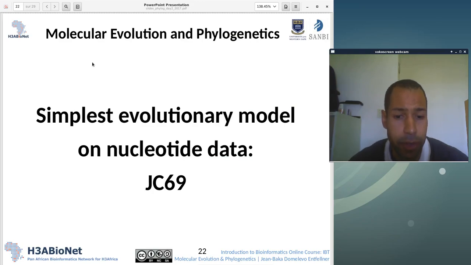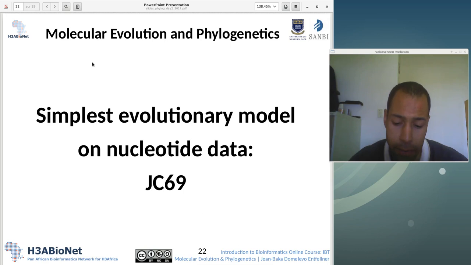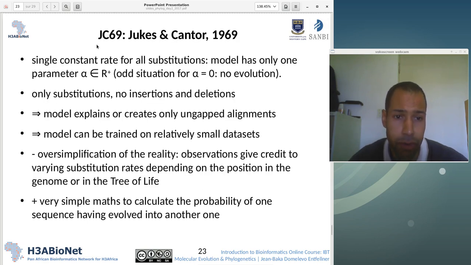Okay, so there are many different models of evolution. Some apply to nucleotide data, some others apply to amino acids. Here we're going to see the simplest evolutionary model designed for nucleotide data, and it is called JC69. JC69 stands for Jukes and Cantor, 1969, the date when these two authors published a paper describing this model of evolution. So it's the simplest model, and it has a single constant rate for all substitutions.